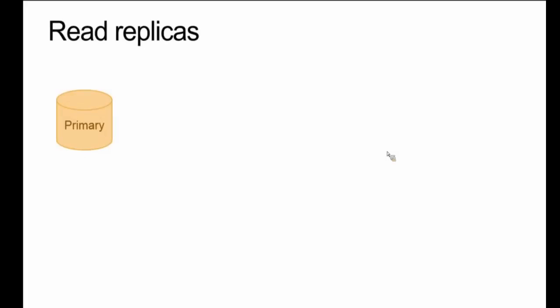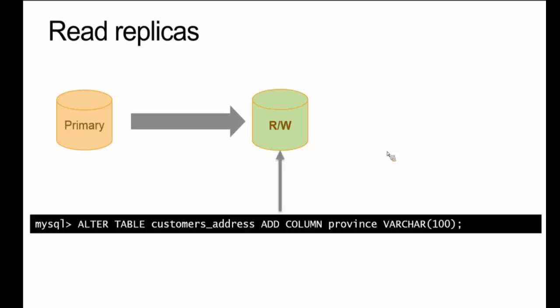So if we use the read replica approach, we'll start off with a primary, and we're using a read-only replica. Now, before we can make any schema changes, we need to change the parameter to make it read-writable. There's a read-only parameter on the replica that you would change to make the replica read-writable. Then you can make your schema changes. In this case, we're just adding a column to a table.